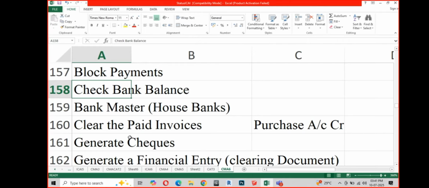It should also be in a position to generate the checks, if at all you are still following the check payment. You should ensure that the checks are released. So how do we ensure this?